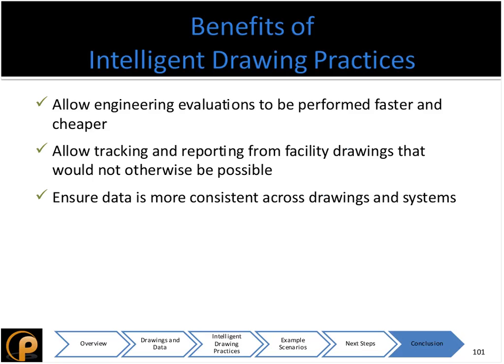And then finally, being able to ensure data is more consistent across your drawings and systems. We can remember plant A, when they had their data directly linked to their release systems database, that data was consistent between the two systems, and now you have confidence in your data that your P&ID information is the same as your release systems information.